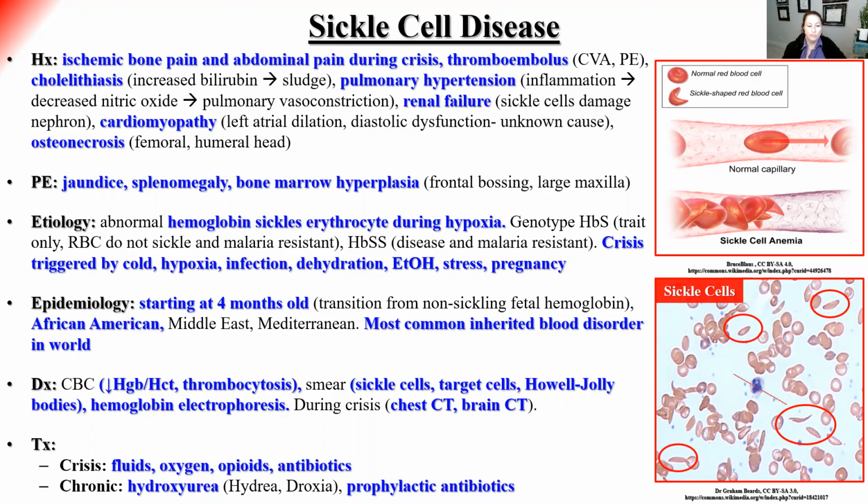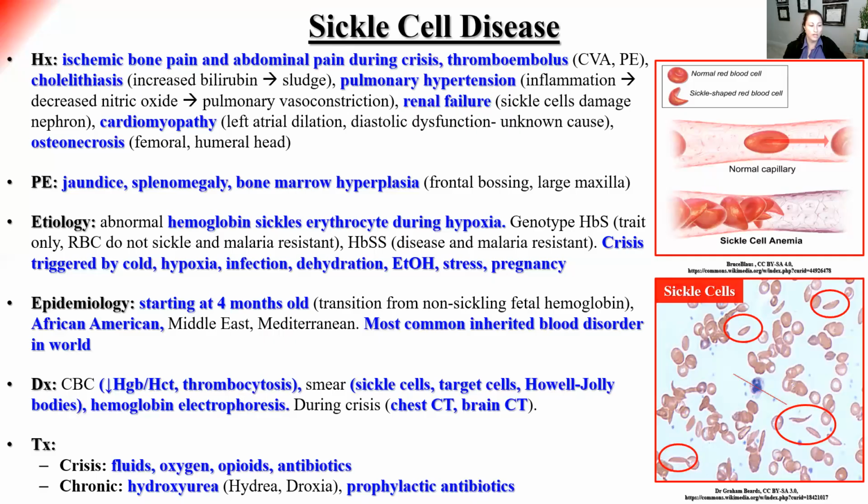During the crisis, it's important to get a chest CT to rule out pulmonary embolus and a brain CT to rule out a cerebral infarct, so a stroke. During the crisis, we want to treat them symptomatically, so reduce any kind of physiologic stress through fluids, provide them oxygen, opioids for the pain, because this is a very painful crisis because they're having ischemia, and then prophylactic antibiotics.